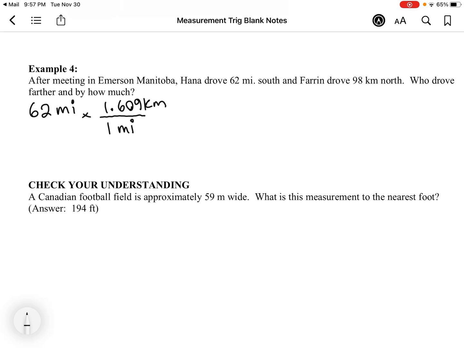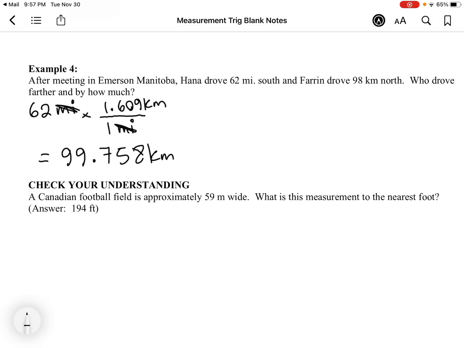But as we just saw, it's exactly equal to 1 over 0.6214. Okay, so it really doesn't matter. And here the miles cancel, and we get 99.758 kilometers. Okay, so we can see Hannah drove more by, I guess, 1.758 kilometers.